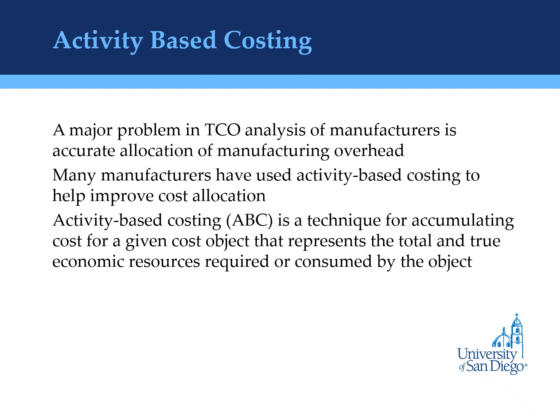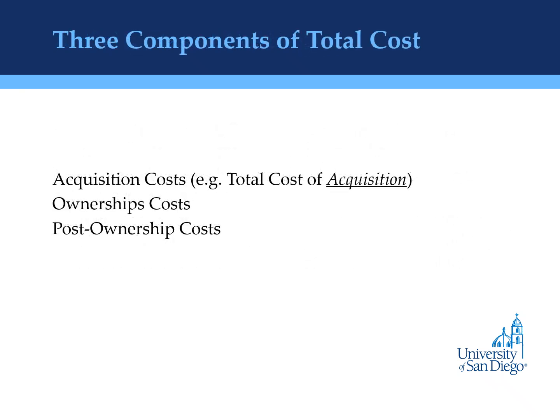It's a technique for accumulating cost for a given cost object, like a machine tool, that represents the total and true economic resources required or consumed by the object. Bit of a mouthful. Think of the overheads of owning a car. What is the cost of the garage that you park it in? What's the cost of depreciation of the car just sitting outside your house or sitting in the parking lot? Those are some examples of how we use activity-based costing to understand overhead.